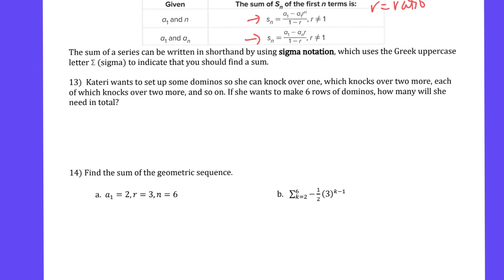So if this young lady has dominoes, in her first row, she has 1 domino. In her next row, she has 2. In the next row, she's got 4. And the next row is 8. And she wants to know, if she knocks over 6 rows of dominoes. Now 6 is pretty lame. We could just add them up ourselves, but we can show that it works with 6, and we could try it with like say 50 or something fun. So how you set this up is if you find S sub 6, 6 means the first 6 rows, okay?